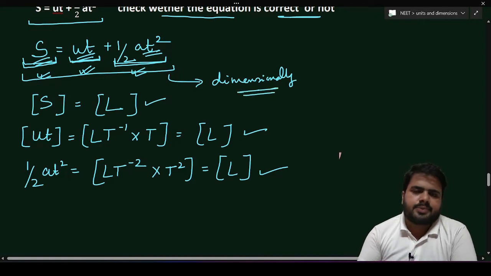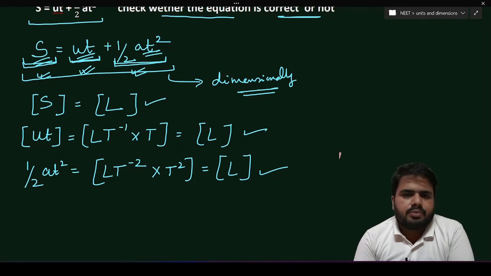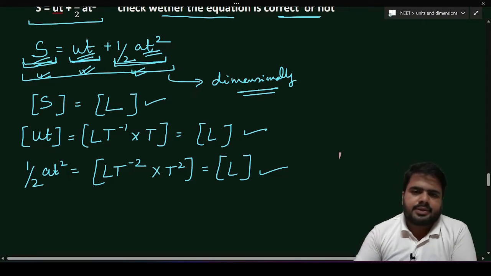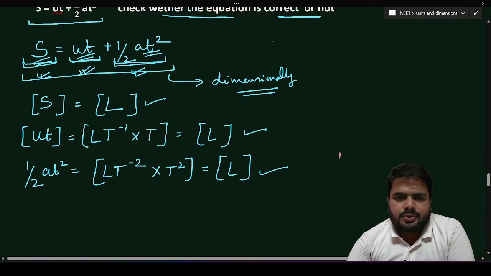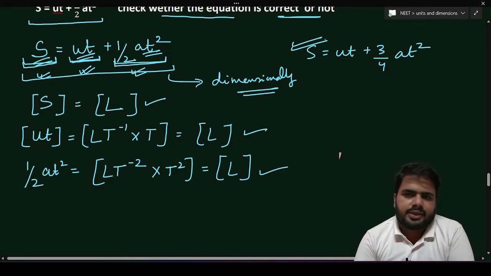Whether it is experimentally correct or not, whether it is applicable for numericals or not, we don't know, but we can only write that the equation is correct dimensionally. Why will we write like this? Because suppose the equation is given like s equals ut plus 3 by 4 at square. Then in this case also, if you prove it dimensionally, the equation will come out to be correct.